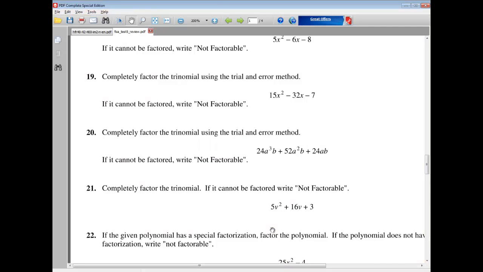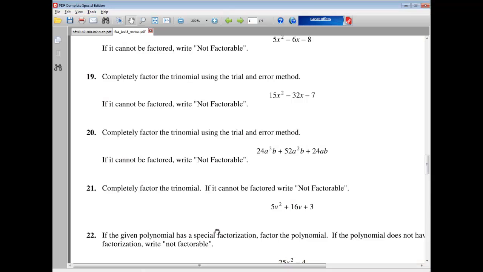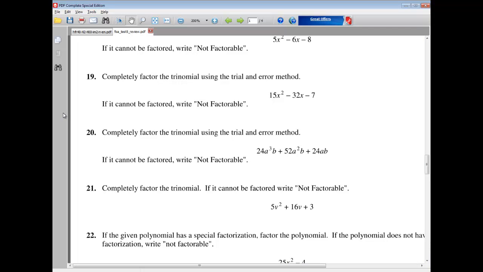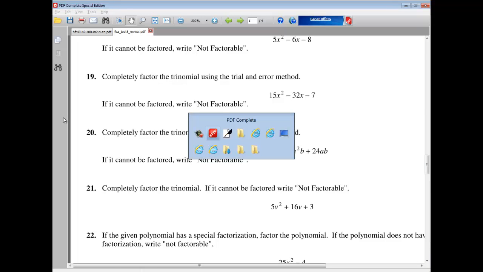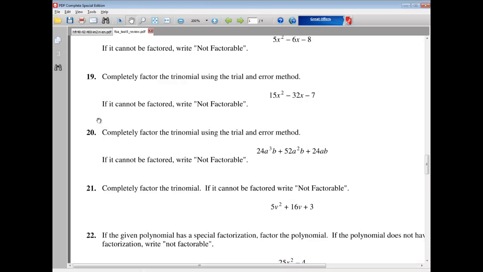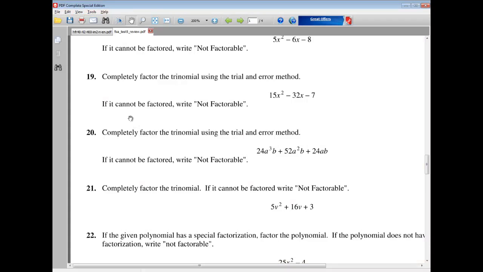Okay, that was, what was that? 19? 19. So let's look at 20. We've got 24a to the third b plus 52a squared b plus 24ab.